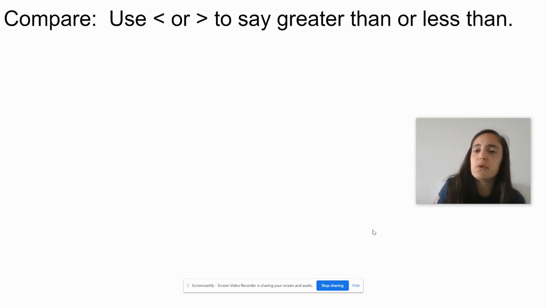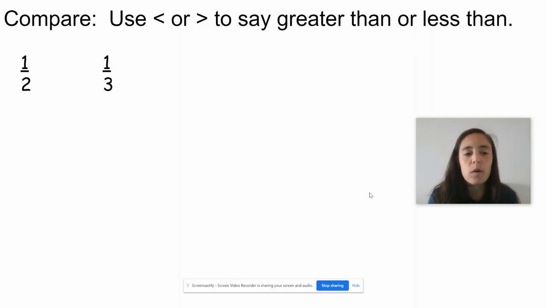So let's get started. Before we do that, we are going to compare our two fractions. So we're going to use greater than or less than to say which fraction is bigger. I have 1/2 and 1/3. Which one would I use? Take a moment, pause, think about which one it would be. Which one would be greater or less than?